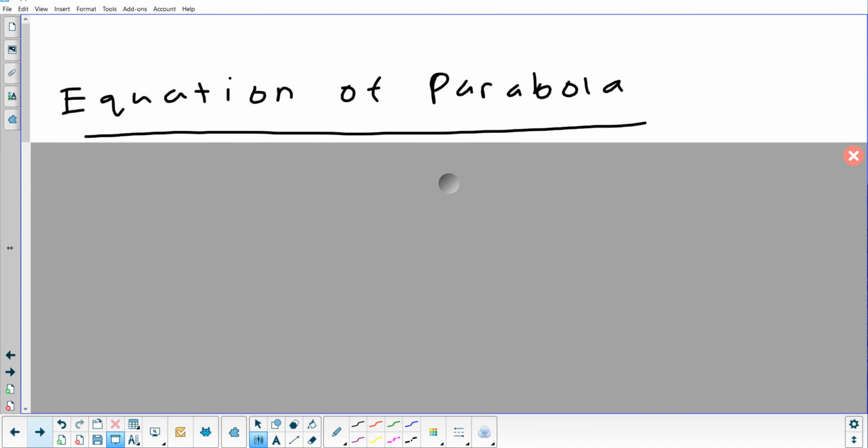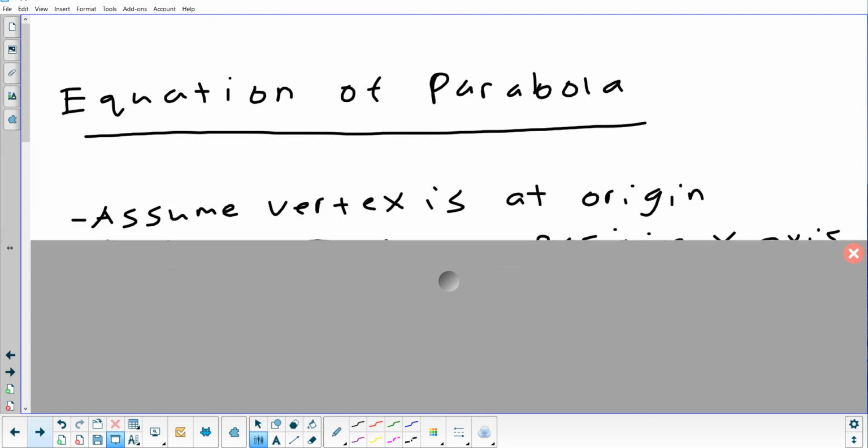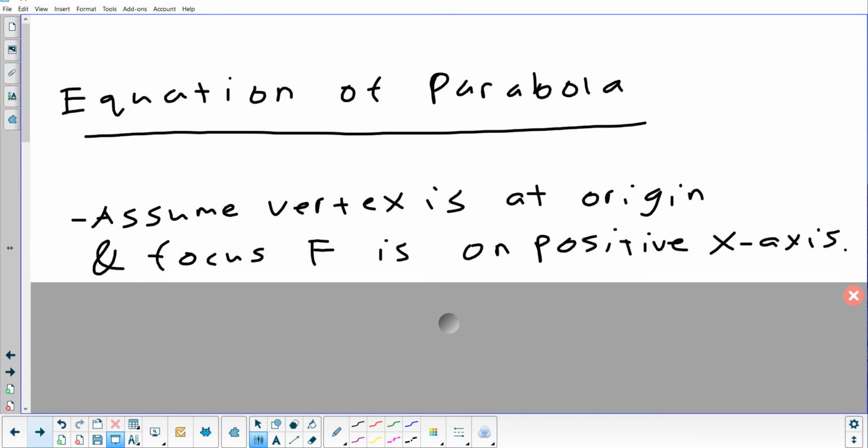All right, so let's take a look at the equation of a parabola. And there's going to be 4 different equations depending on if the parabola opens up, down, left, or right. So for the initial problems that we do, we're going to do an example where the vertex is at the origin. Okay, I'll show you how you shift it, but for now, just vertex at the origin. And we're going to do the one where the focus is on the positive x-axis.